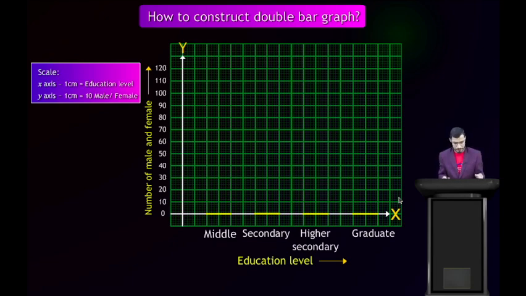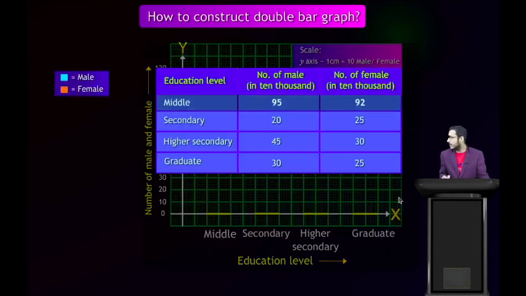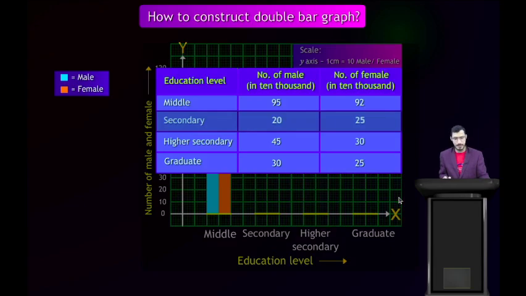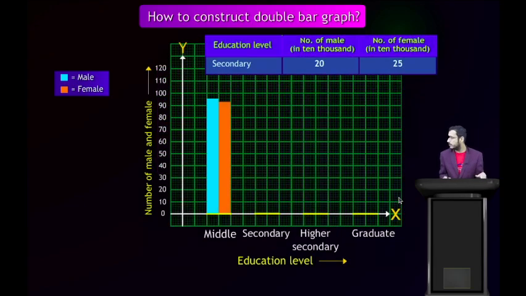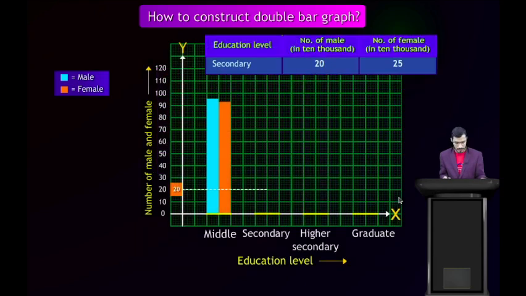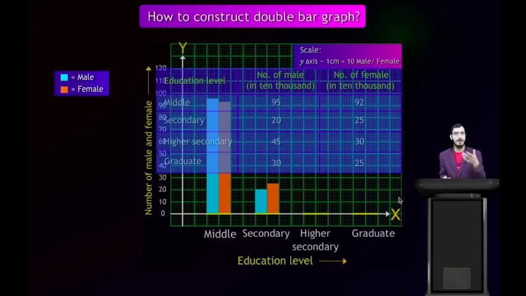Now here for male and female, 95. So we are drawing a rectangular bar, and the height of the bar is 95 here. And for female, you can see. Now the second one, secondary, 20 and 25. So we are drawing 20 and 25 rectangular bars here. Next one is 25. Then again 45 and 30.